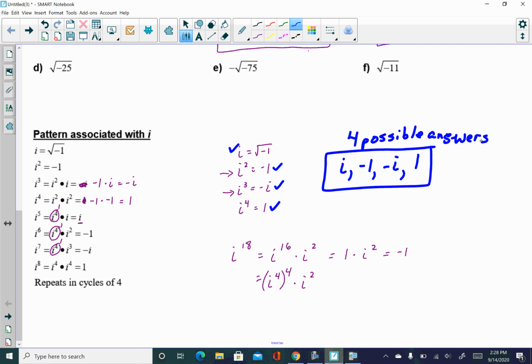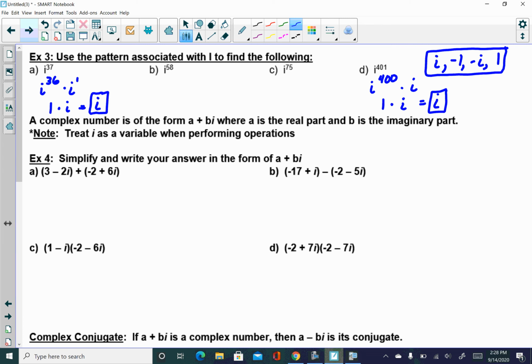All right, then we'll go back over to that next page. And at the top in example 4, actually, let me skip, I didn't want to skip this up here. The complex number is of the form A plus BI. A stands for the real part, and the B is the imaginary part. You're going to always treat I like a variable when you're performing your operations, okay? So sort of treat it like X. I'm going to do B, C, and D of this example with you, okay?